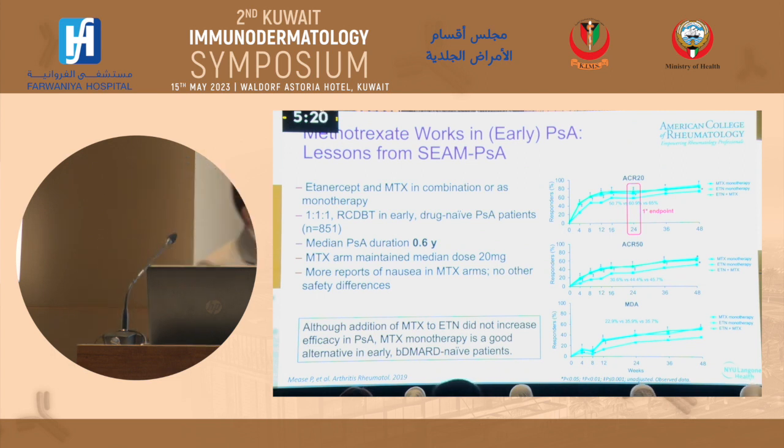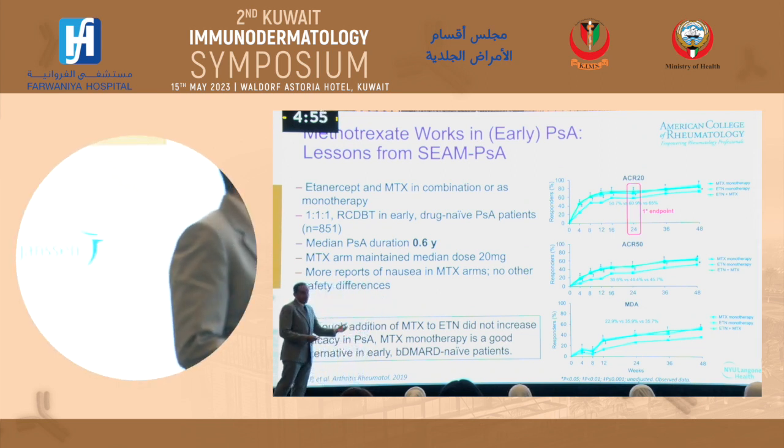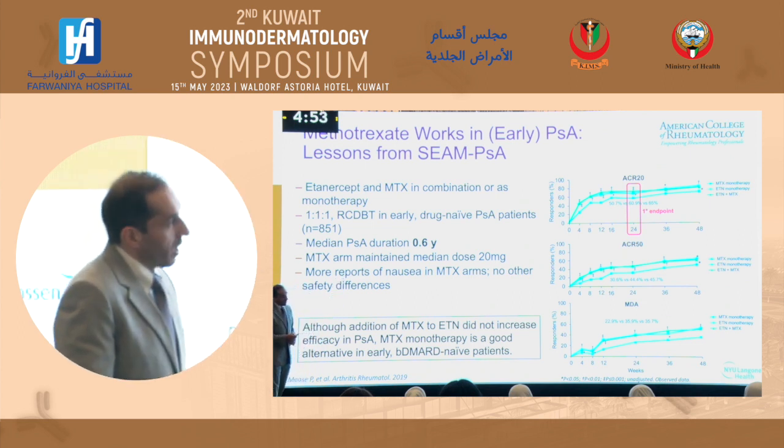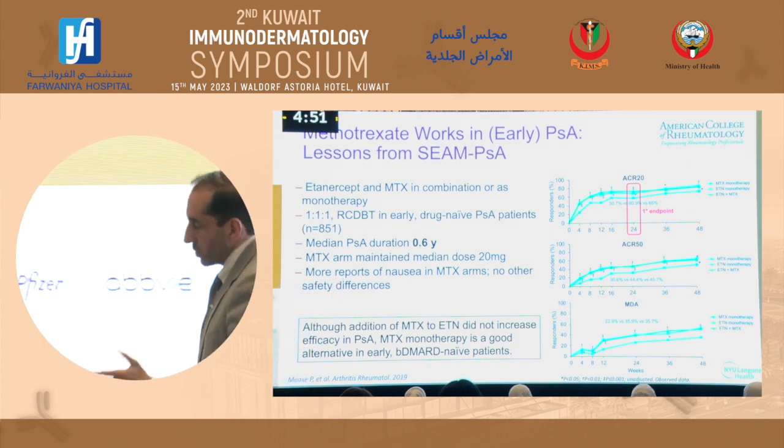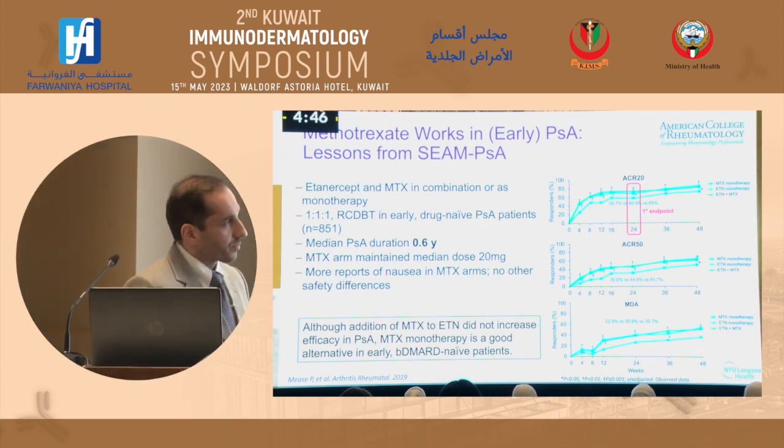If you look at the graph here, I showed you the ACR20, which is basically a 20% response in patients. The combination of etanercept plus methotrexate is represented by the dark green color. But if you look at the blue color, that's methotrexate alone. Around 50% of people responded to methotrexate alone at a dose of 20 milligrams. Obviously, if you combine methotrexate with etanercept, you have a higher chance, and the percentage goes above 60%. But in some patients, methotrexate alone can work in psoriatic arthritis.